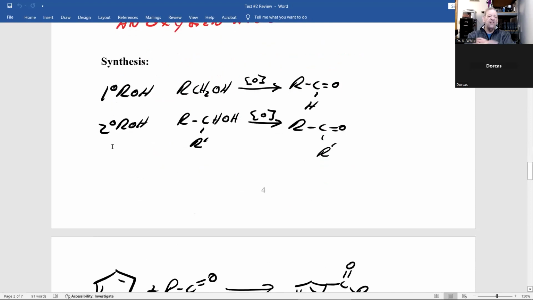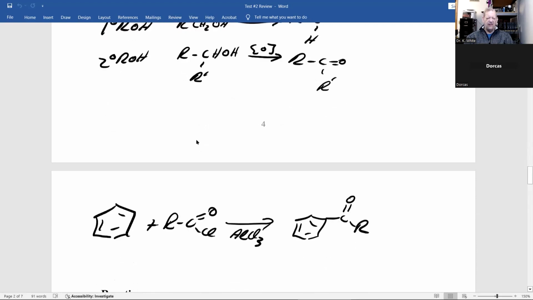All right, now these 2 we've already done. Primary alcohol oxidized, you get an aldehyde. Secondary alcohol, you oxidize, you get a ketone. Do you break carbon-carbon single bonds? No. And so these are these 2 reactions.